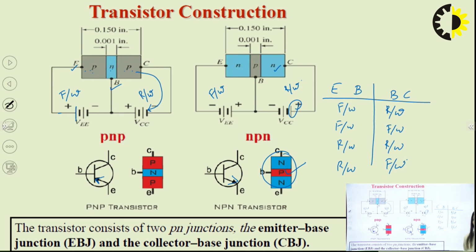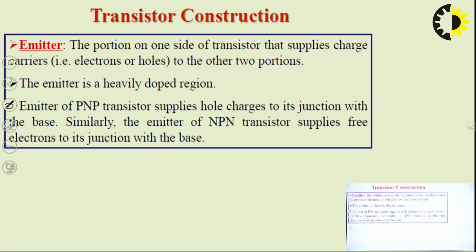Similarly, we will further see many configurations: common collector, common base, and common emitter. There will be two junctions, the emitter base junction and the collector base junction, right? Now coming to the next point, the emitter in transistor construction.